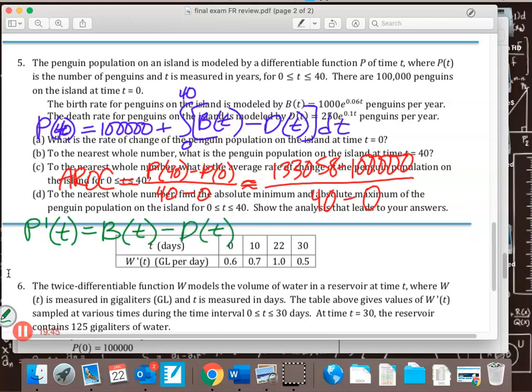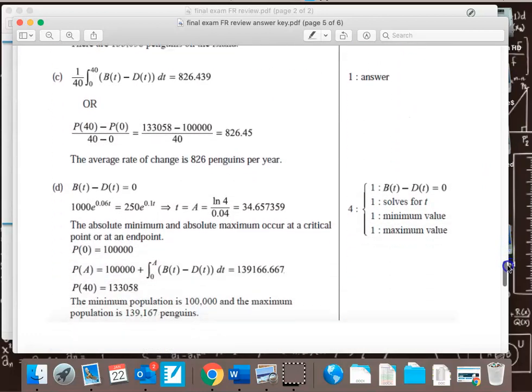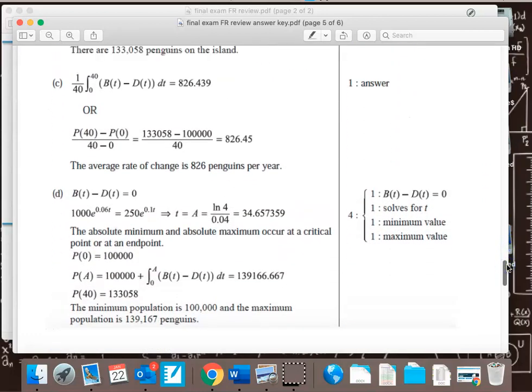Rate of change of the penguin population. So what are we doing? We want to know when this is 0 or undefined. It's never undefined. So we're just looking for where this equals 0. I have no idea. I'd have to look. Okay. So B minus D equals 0 at this 34.657, right? Okay. So then you need to test P of 0, P of 34.657, and P of 40.